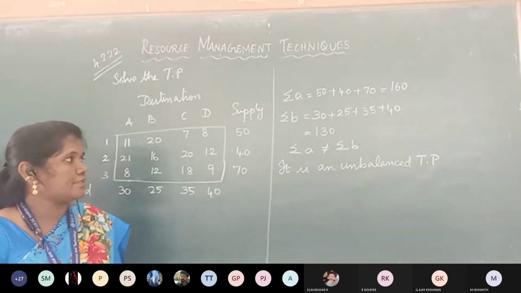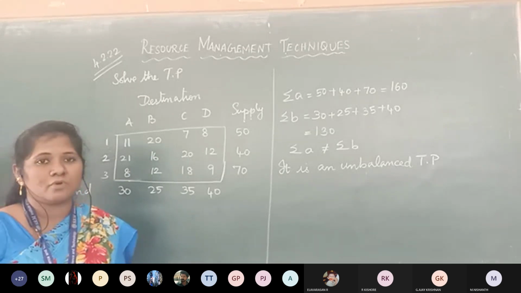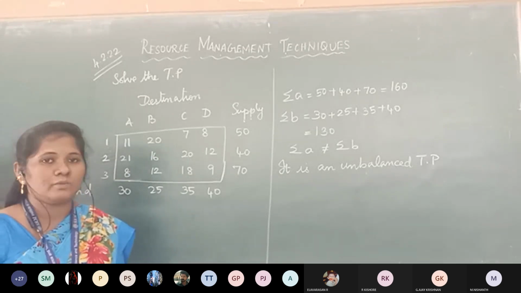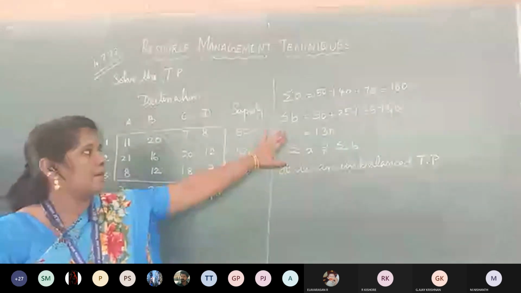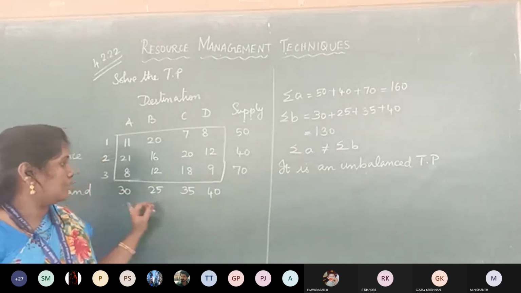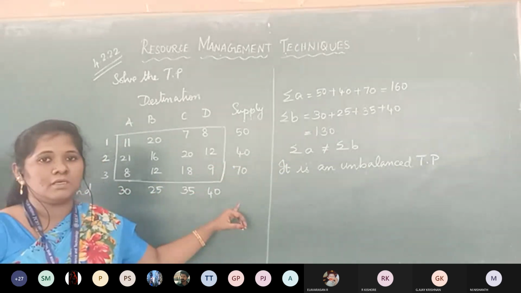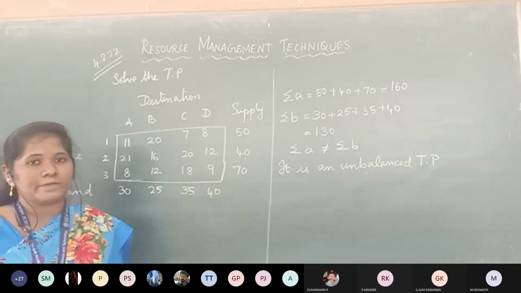Now if you see summation A, you've got 160, whereas in summation B, we have got only 130. So if you add plus 30, it will become 160. Now this demand is coming in your column side. Here, if you add another 30, it will become balanced. Till here, have you all written it down?